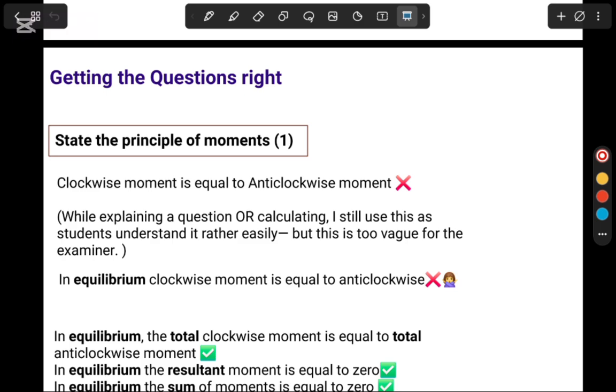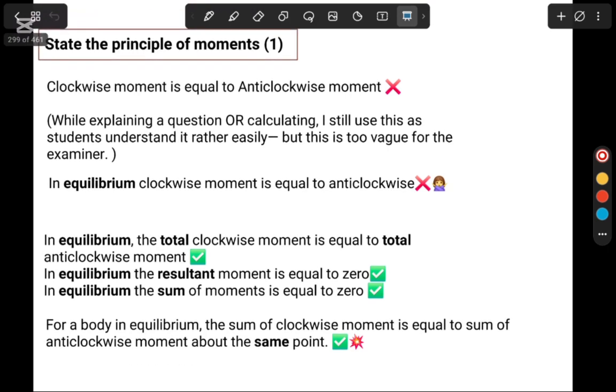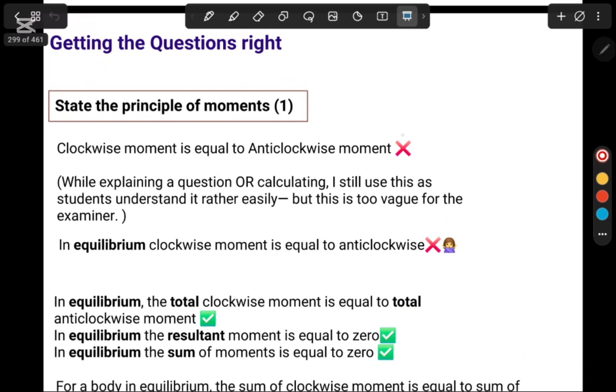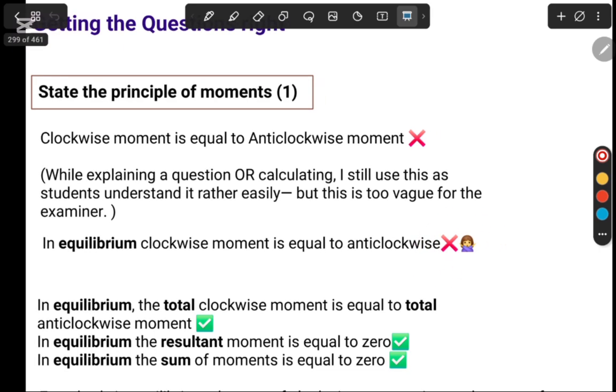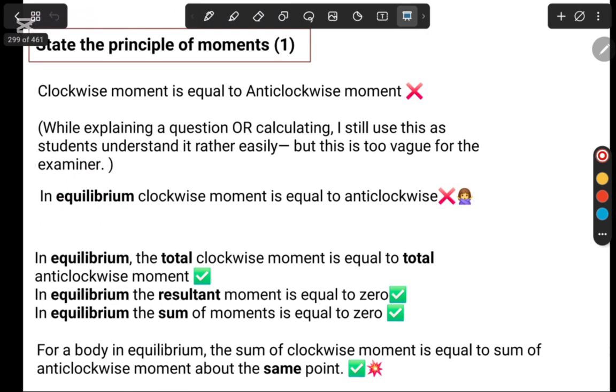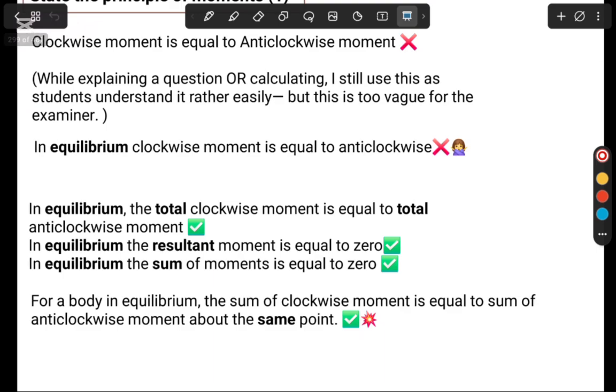Instead, what I want you to get used to is these definitions over here. First of all, this definition lacks a few things. We're going to put in: in equilibrium, clockwise moment is equal to anti-clockwise moment. Now, this is still not correct. I still wouldn't say it's up to the standard that the examiner is looking for. The phrase "in equilibrium" is correct. That's a thumbs up right there. But there's just a little more detail that we can add.